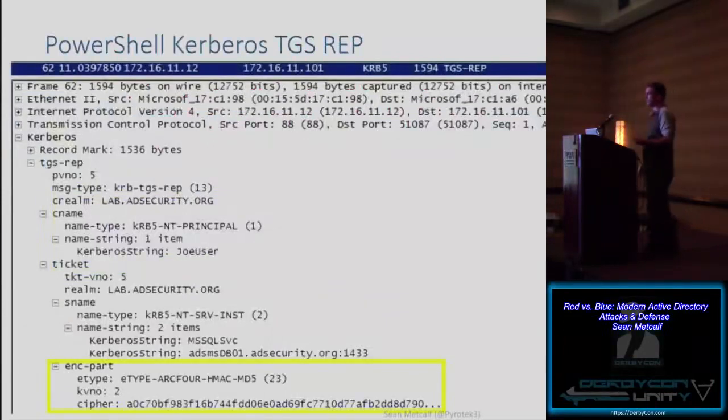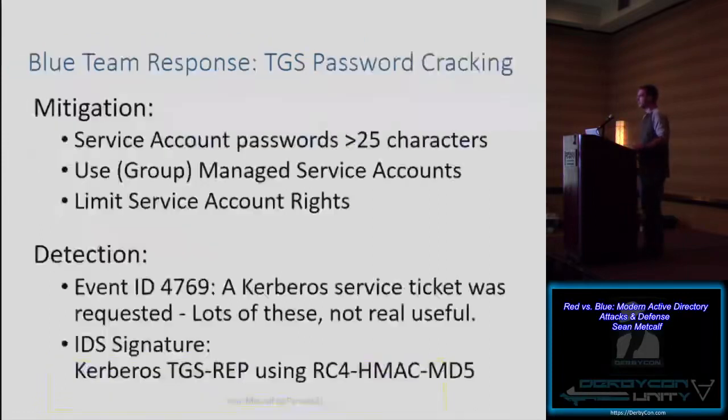Detecting this can be done using an IDS signature because in order for it to work, it has to use the encryption type RC4-HMAC, because that's the NTLM password hash encryption type. So we can create an IDS signature to look for that. But the best mitigation for this is make sure your service account passwords are greater than 25 characters. Because you do not want to have your service account be the one that leads to an entire domain compromise.